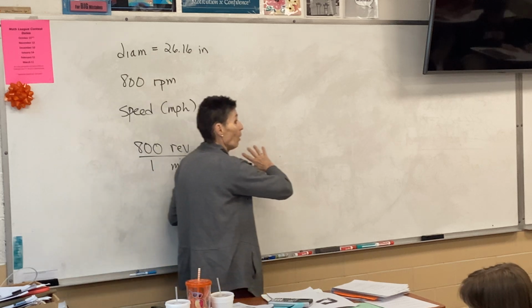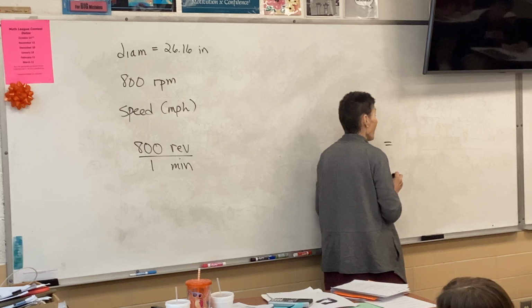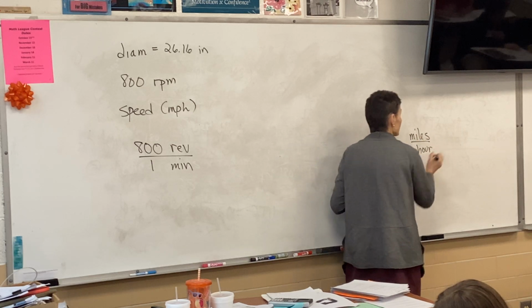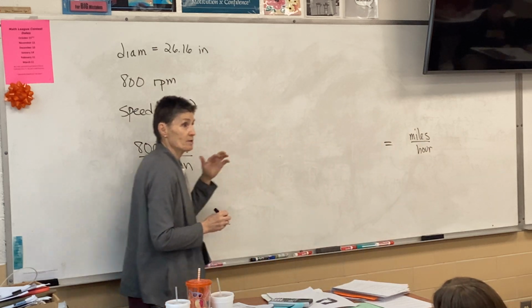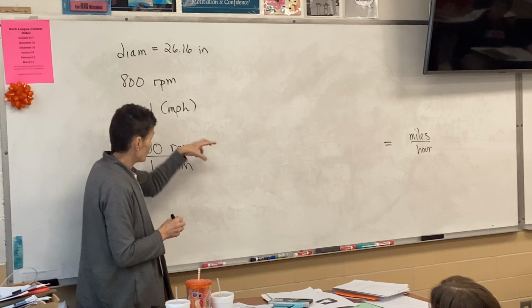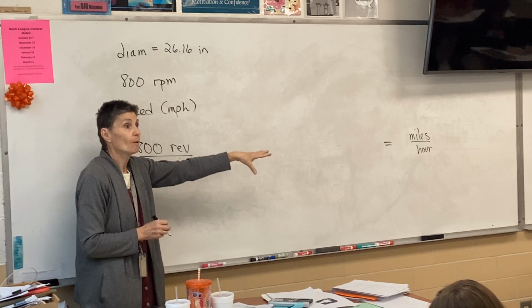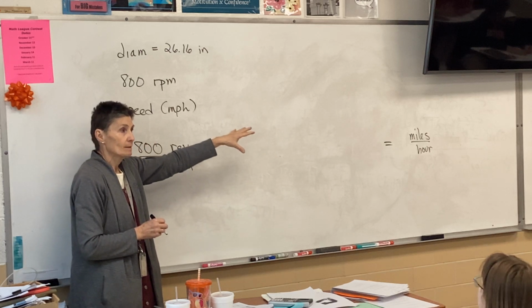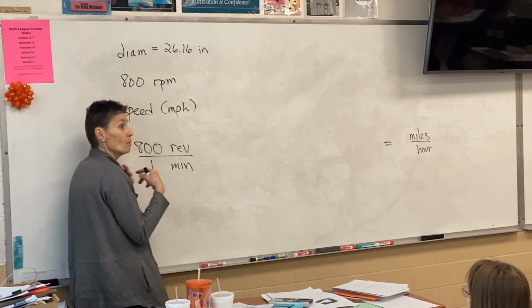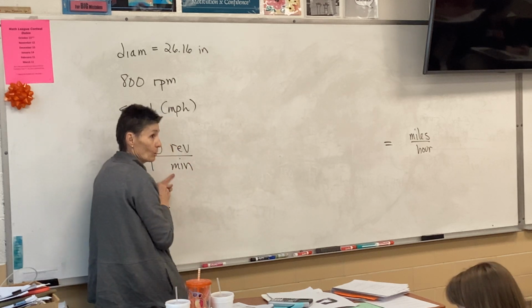I am gonna do a whole bunch of stuff, and in the end, I wanna end up with miles per hour. Does everyone understand that? So I'm starting with this ratio, revolutions per minute, and I'm gonna do whatever I need to do to end up with miles per hour. It's exactly what it is. Stoichiometry. You've done it before. So, 60 minutes. Okay, so Elijah says, I have minutes, I need hours, 60 times.